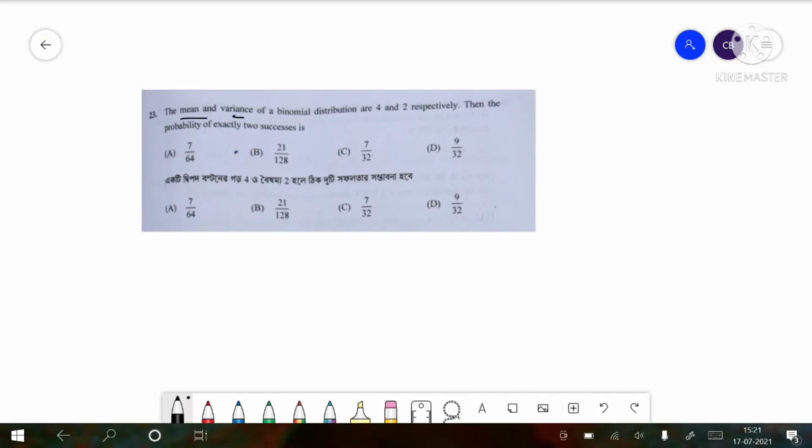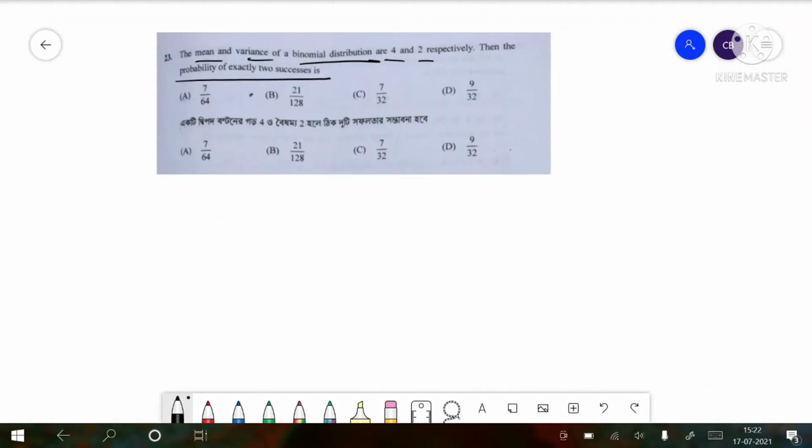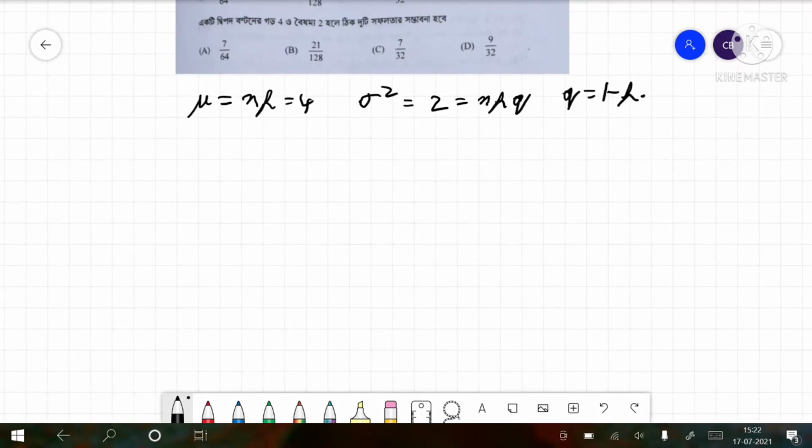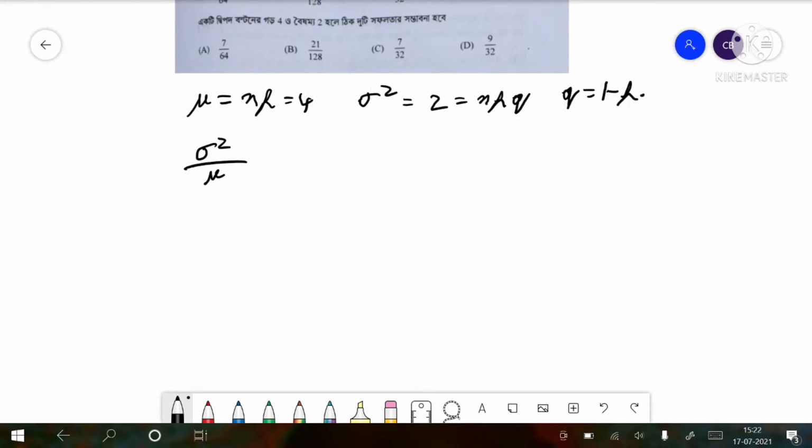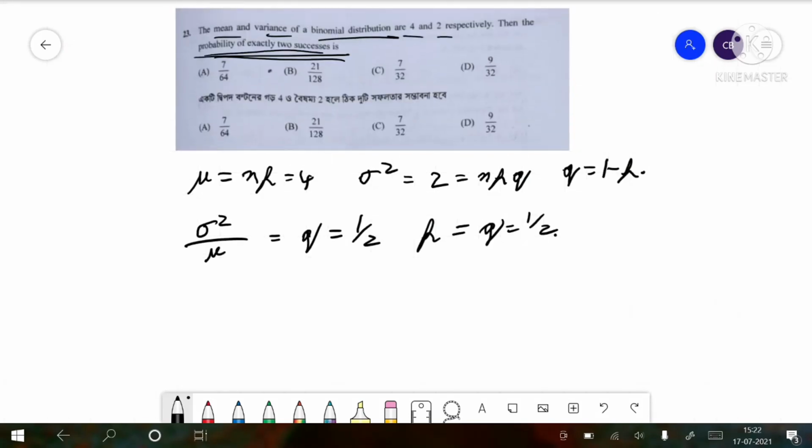The mean and variance of a binomial distribution are 4 and 2 respectively, then the probability of exactly 2 successes is. So as we know, for a binomial distribution, mean is equal to np, which is given as 4. Also we know that the variance sigma square, sigma being the standard deviation, is equal to 2, which is given by the formula npq, where q is equal to 1 minus p, p being the probability of a success. Therefore, dividing sigma square by mu, we get q is equal to half. That means p is equal to q is equal to half. Now it asks us the probability of exactly 2 successes.